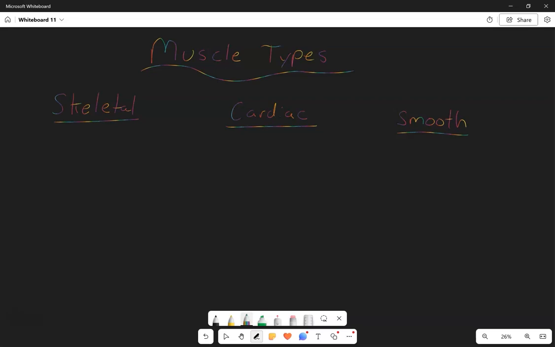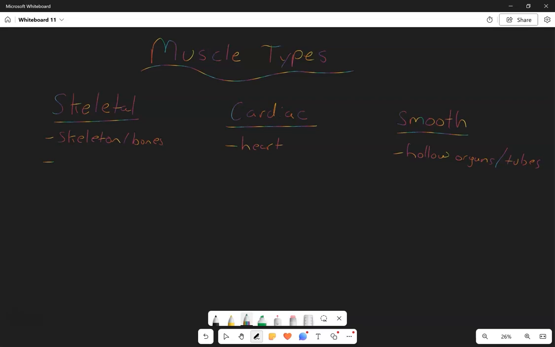Okay, so we're going to put our skeletal muscle found associated with the skeletal system, or we'll say bones, right? Cardiac tissue associated with the heart, and our smooth muscle associated with hollow organs. And then I'll also put tubes, right? Tubes are ducts.